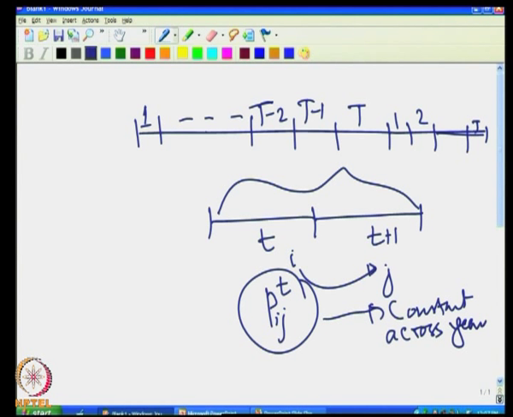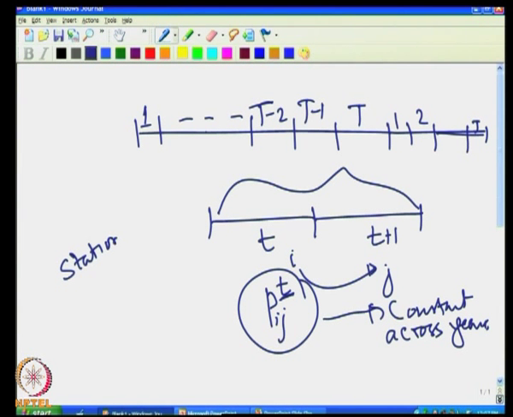Often the students mistake this. Remember, I am saying it is changing from period t to t within the year. However, across the years for the same time periods t, these will remain constant. So, that is what you must remember, and such stochastic processes, where the transition probability structure does not change from year to year, are called stationary stochastic processes.